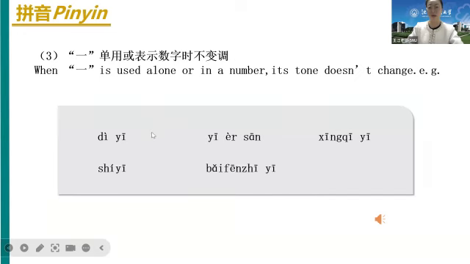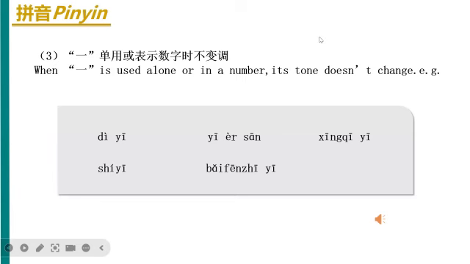So who can answer my question? How many tones does this Chinese character have? Ma'am, there are 4 tones. Three tones, yes, ma'am. It has 3 tones. And what is the original tone? First tone. Yes, right. So when shall we read its original tone?